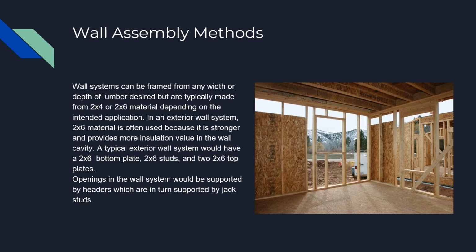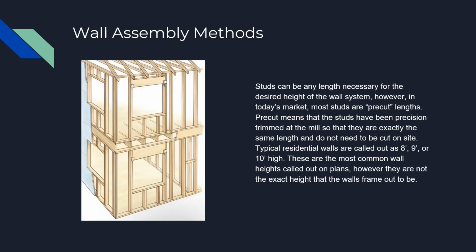Wall systems can be framed from any width or depth of lumber desired, but are typically made from 2x4 or 2x6 material, depending on the intended application. In an exterior wall system, 2x6 material is often used because it is stronger and provides more insulation value in the wall cavity. A typical exterior wall system would have a 2x6 bottom plate, 2x6 studs, and 2 2x6 top plates. Openings in the wall system would be supported by headers, which are in turn supported by jack studs. Studs can be any length necessary for the desired height of the wall system.